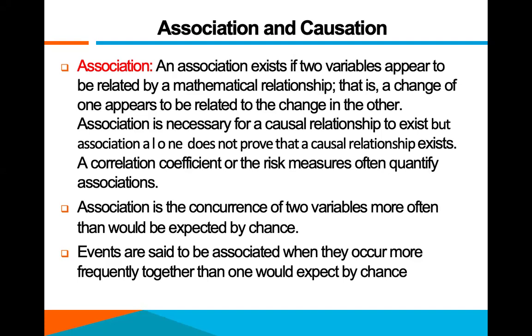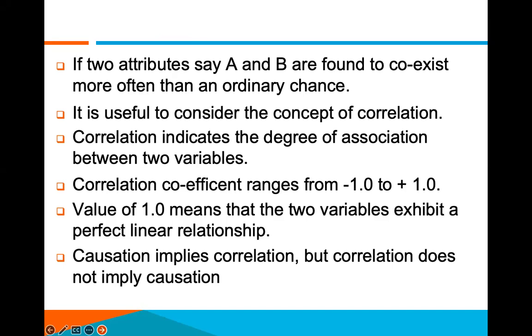And so we said events are said to be associated when they occur more frequently together than one would have expected by chance. For instance, if people who drink and drive from Kumasi to Sunyani often get accidents, and these occurrences happen in repeated cases, then we cannot possibly leave it to chance; we can say it's a causal relationship. So if two attributes, say A and B, are found to coexist more often than ordinary chance, then it is useful to consider the concept of correlation.